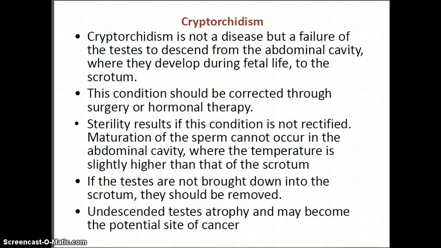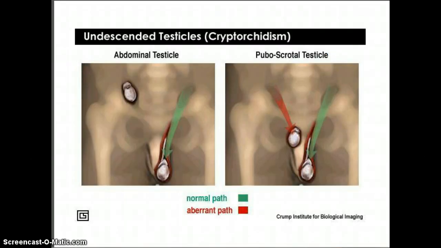Cryptorchidism is not a disease, but a failure of the testes to descend from the abdominal cavity. And this condition can be corrected through surgery or hormonal therapy. If this condition is not rectified, sterility will result because, as you may recall, the sperm do not develop at what we consider normal body temperature. The scrotal sacs allow the sperm to develop at lower than body temperature, lower than the temperature of the abdominopelvic cavity. The undescended testes could atrophy and could be a potential site for cancer. So this can be a serious condition.